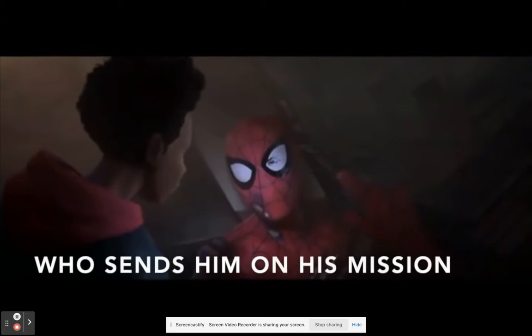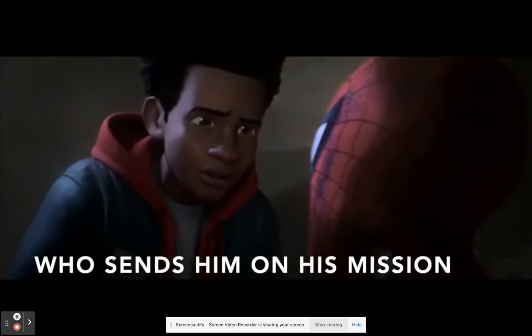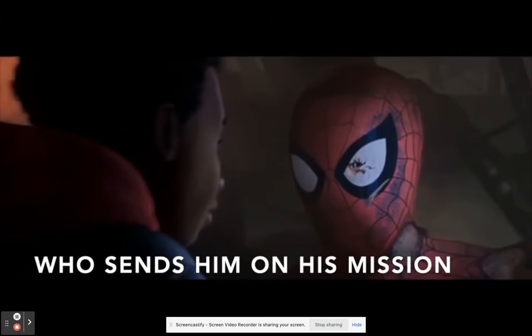This override key is the only way to stop the collider. Swing up there, use this key, push the button. He sends him on his mission. Your face. You don't tell anyone who you are.